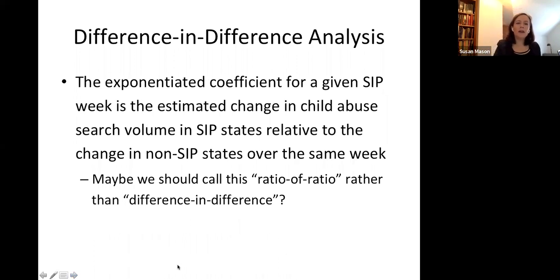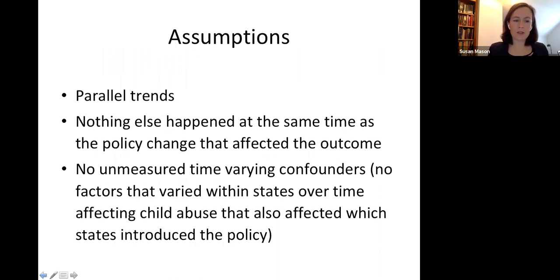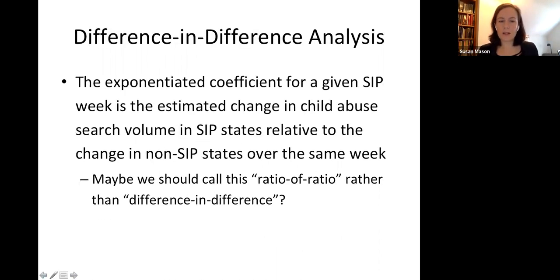All right, so the exponentiated coefficient for a given SIP week is the estimated change in child abuse search volume in SIP states relative to the change in the non-SIP states over the same week. We really struggled with what to call this. It's not an epi measure in any real way. I thought maybe we should call this the ratio of ratios rather than the difference in differences, but I don't know. We've been struggling as we've been writing this paper up. It essentially is the post to pre ratio in the SIP states divided by the post to pre ratio in the non-SIP states.